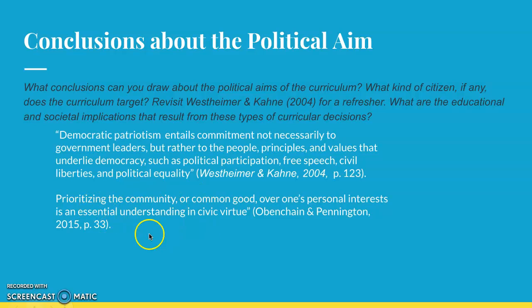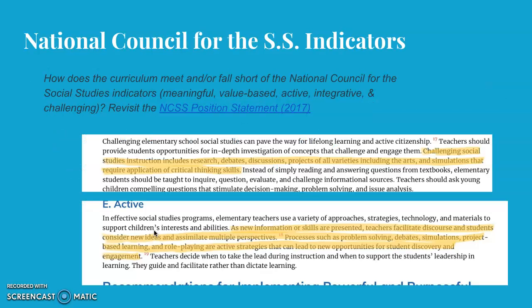And that's where it takes me to that bottom quote, where it says, prioritizing the community or common good over one person's interest is an essential understanding in civic virtue. And it really stresses civic virtue in Obenchain and Pennington. And that is really not looking at your own self, but the community. And I think that this unit does do that some. I think that it could have even adapted to make it better. But we'll talk about that in just a second.